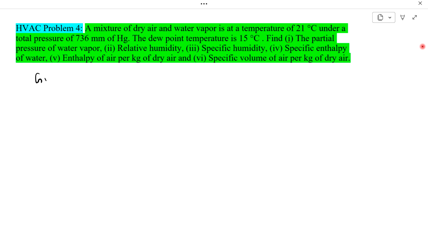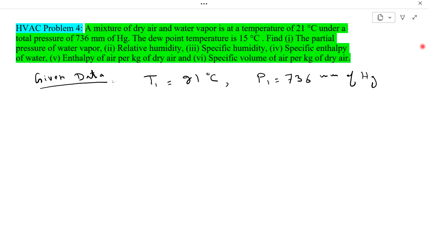So the given data is: a mixture of dry air and water vapor is at a temperature of 21 degrees centigrade. So here T1, the temperature of the mixture of air and water, is 21 degrees centigrade under a total pressure P1 equal to 736 millimeter of Hg.